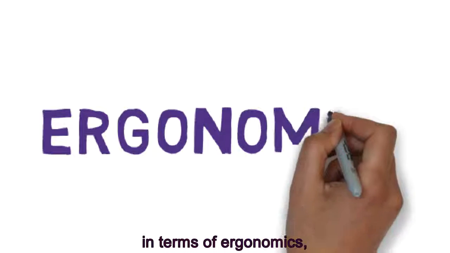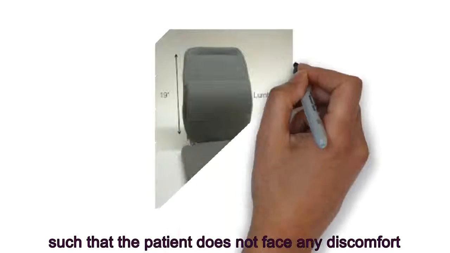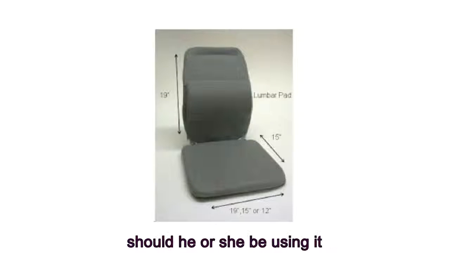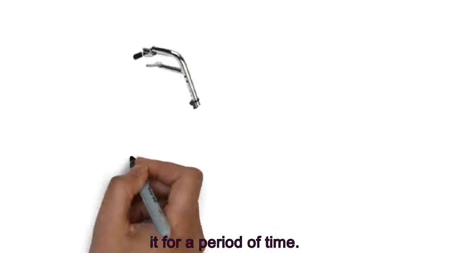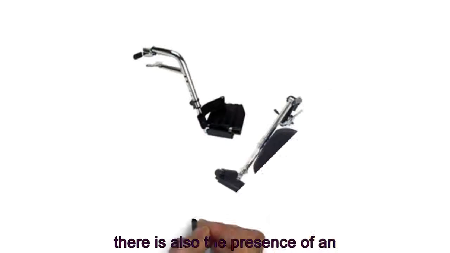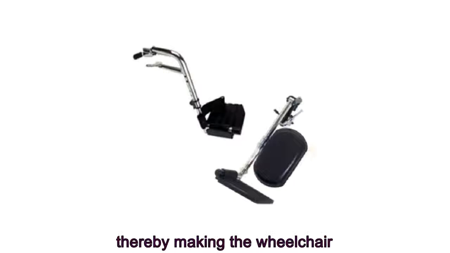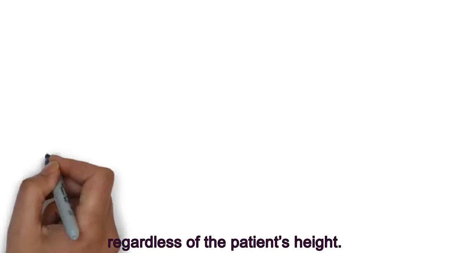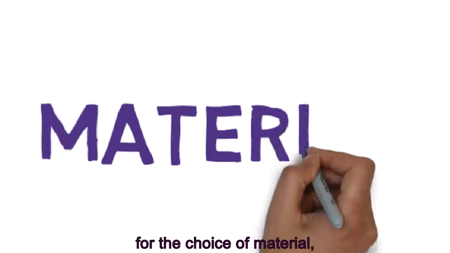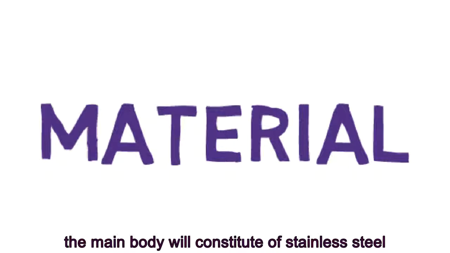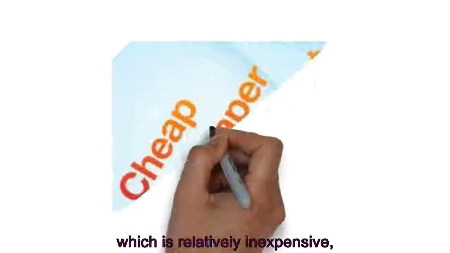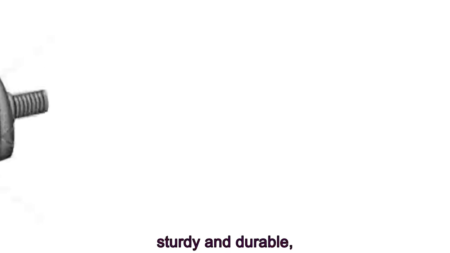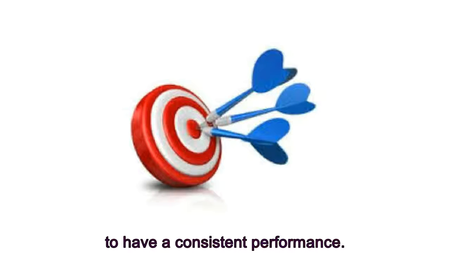Secondly, in terms of ergonomics, there will be padding provided on the backrest and seating itself such that the patient does not face any discomfort should he or she be using it for a period of time. Besides that, there is also the presence of an adjustable footrest, thereby making the wheelchair user-friendly regardless of the patient's height. And lastly, for the choice of material, the main body will constitute of stainless steel, which is relatively inexpensive, sturdy, and durable, all of which will allow the wheelchair to have a consistent performance.